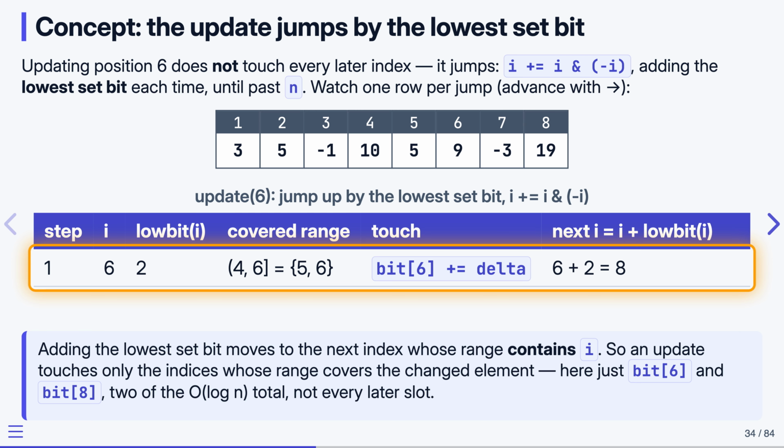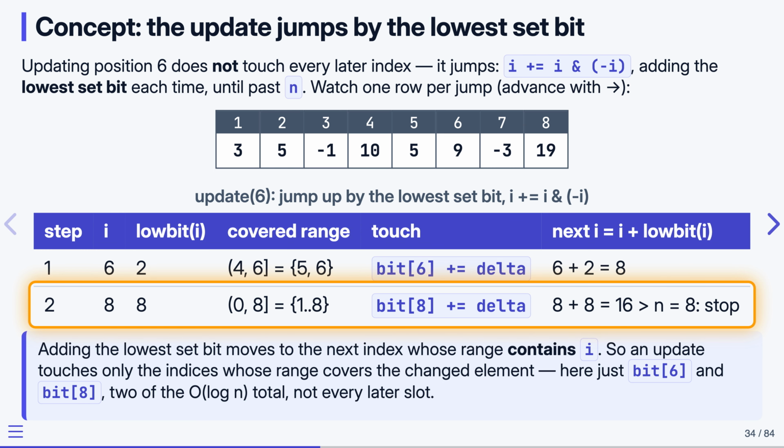To find the next slot, we add the lowest set bit. 6 plus 2 is 8. Now i is 8. Its lowest set bit is 8, so we change bit at 8 too. Then 8 plus 8 is 16, which is past n equals 8, so we stop. The update touched only 2 slots, bit at 6 and bit at 8.